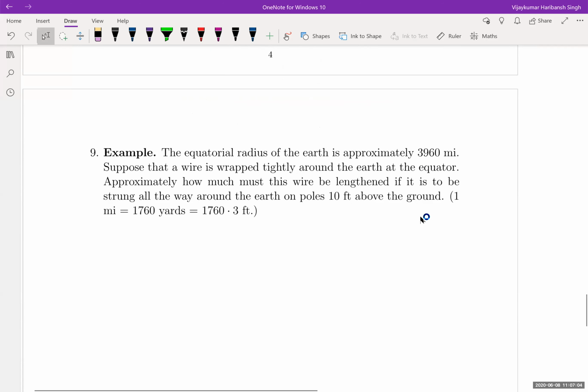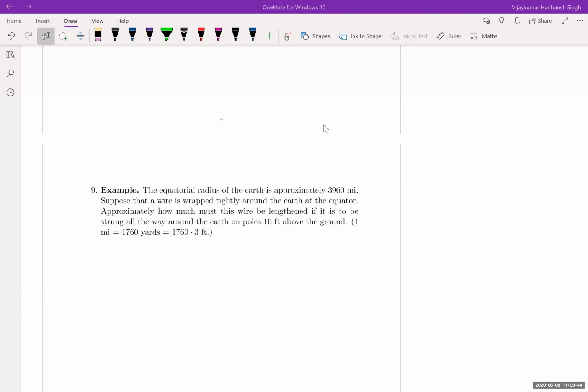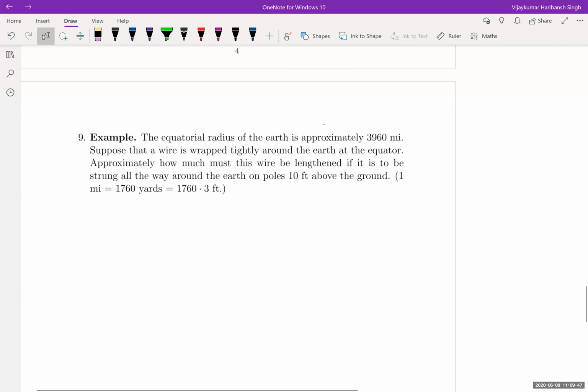So can we look at the following problem now? The equatorial radius of the Earth is approximately 3960 miles. Suppose a wire is wrapped tightly around the Earth at the equator. Approximately how much must this wire be lengthened if it is to be strung all the way around the Earth on poles 10 feet above the ground? So 10 feet, 1 mile is 1760 yards, which you multiply by 3 to get the feet.